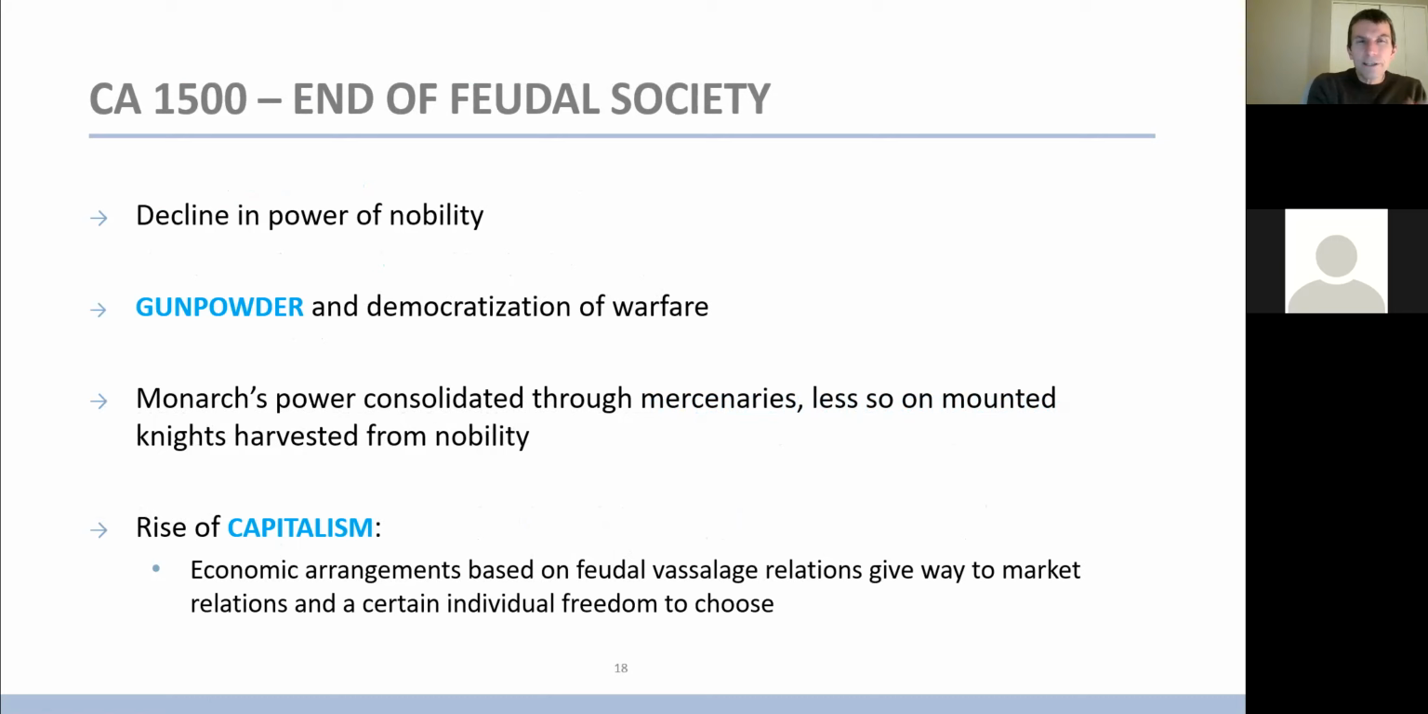The end of feudal society is tougher to date, obviously, but there was a gradual shift, over a couple of centuries, from feudal economic arrangements to early capitalism. The decline of the importance of the knight or the horsed soldier is tied to this. You don't have to be a member of the knighted aristocracy to be valuable in fighting wars for whatever ruler of that territory. Gunpowder really democratized warfare, so the monarch's power could be consolidated more easily over what would eventually become a nation state, through mercenaries and not through negotiating with mounted nobility.